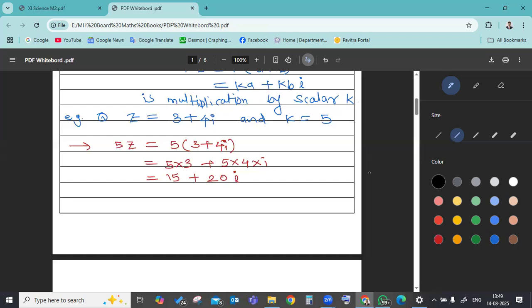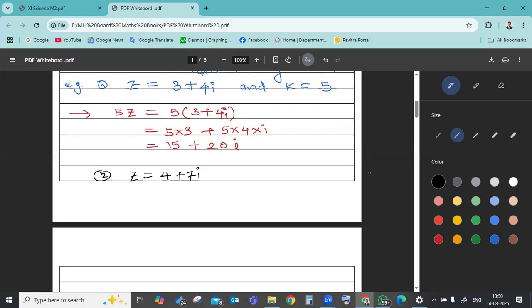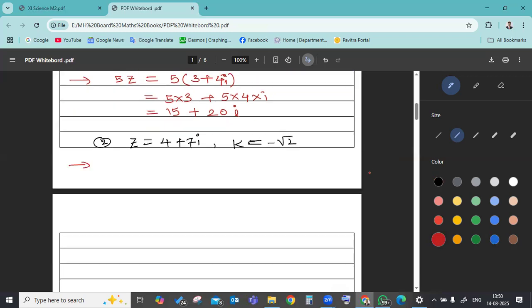Got it or not? Yes. Okay. Next. Let's say z is equal to... Now you give me an example of z, a complex number. 4 plus 7i. Okay, so let's take 4 plus 7i. And k is, let's take, k equal to minus root 2. Now it is a real number.